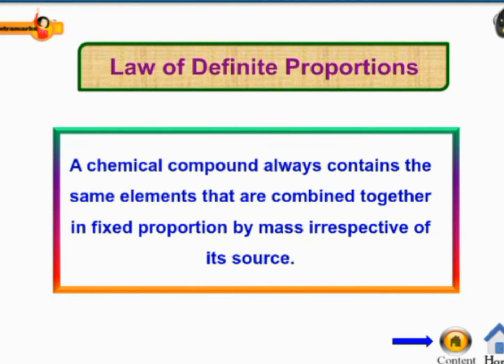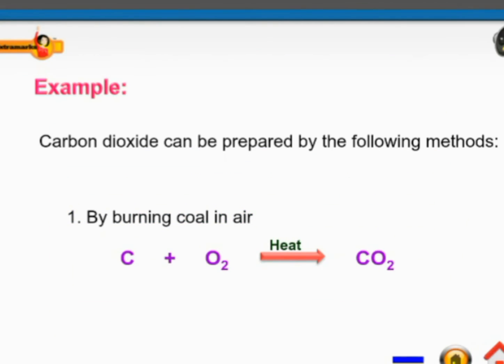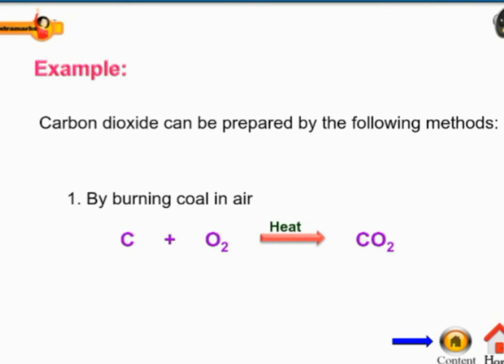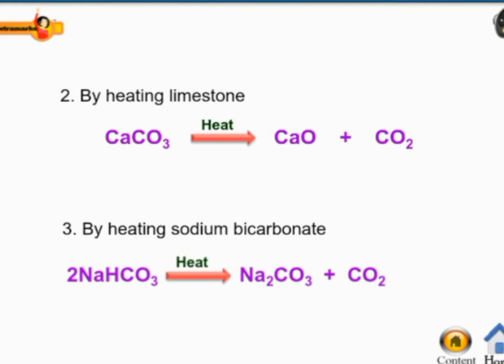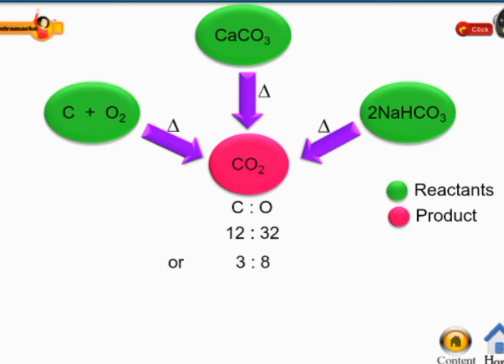According to the law of definite proportions, a chemical compound always contains the same elements combined together in a fixed proportion by mass. Consider the following example. Carbon dioxide can be prepared by burning coal in air, by heating limestone, and by heating sodium bicarbonate. Thus, the given information can be summarized as follows.